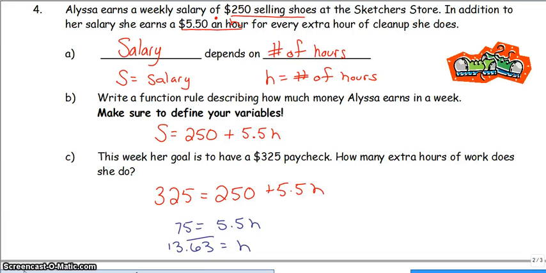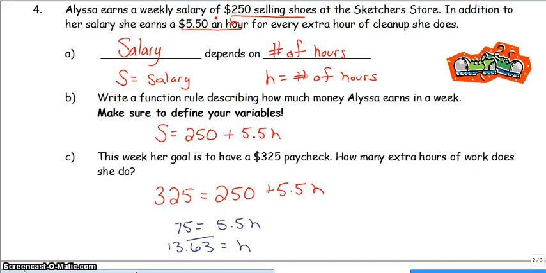Okay, so my exact answer here would be 13.63 repeating equals H, or the number of hours that she'd have to work is 13.63 repeating hours. Obviously, she can't work for a 0.63 repeating of an hour. So we would want to round this. Now, we'd have to be careful. The problem may or may not say round to the nearest hour. It may just say how many hours, exact number of hours, something along those lines.